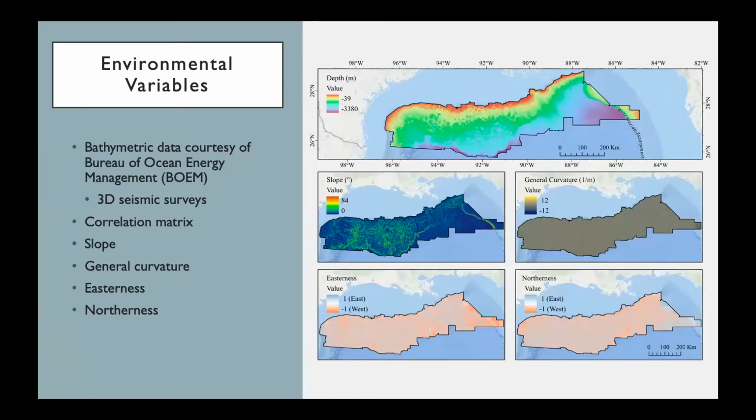Our study area was limited by the environmental variables and layers that were available to us. Luckily, we were able to use the bathymetric data from the Bureau of Ocean and Energy Management, or BOEM. This represents the highest resolution bathymetric layer for the northern Gulf of Mexico. It was created using 3D seismic surveys, and it represents a cell size of 40 feet or 12 meters. From this, we derived several terrain attributes, which we then built a correlation matrix for to verify any covariation. This resulted in 4 different environmental variables, which were slope, general curvature, easternness, and northernness.